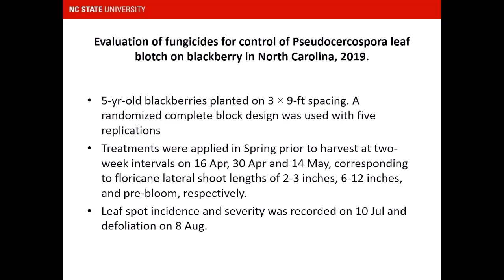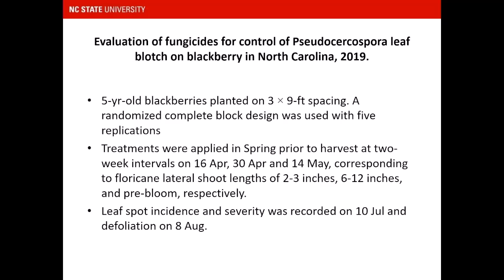We applied the treatments in the spring prior to harvest, at 2-week intervals. So April 16th, April 30th, and May 14th, and that corresponded to our floricane lateral lengths of 2 to 3 inches, 6 to 12 inches, and pre-bloom. So this was really trying to get ahead of the incidence of the leaf spot. At the time these sprays went on, these leaves looked clean. So we're not doing damage control late in the season or during harvest. This was trying to get in there really early. So I feel like the timing was really good.